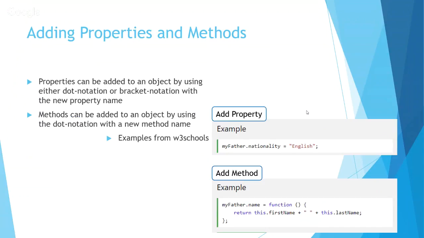Adding properties and methods. There are a few ways you can add properties and methods. You can either add them through the constructor or through the literal definition. You can also add them using dot notation. If you have an object and you use dot or bracket notation, you can add an additional property to that object. You can also add additional methods in the same way using dot notation. This adds the method or the property to the existing object.